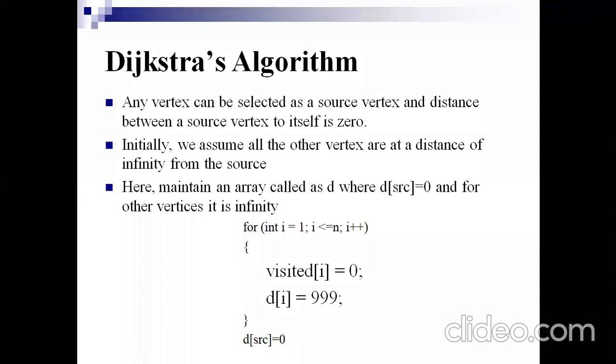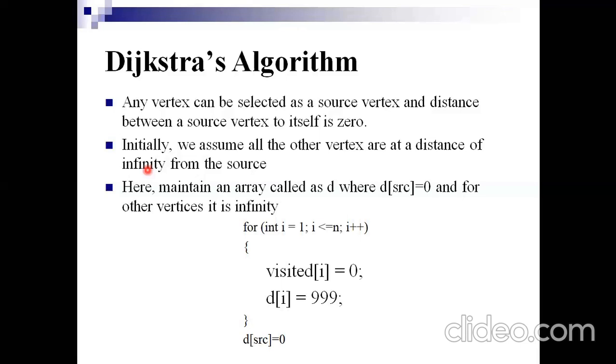So initially, we assume that with respect to all other vertices, they are at a distance of infinity from the source. So what do we do? Initially we say the distance from source to source is 0. Then the distance from source to all other vertices will be assumed to be infinity. Why do I assume it to be infinity? Stating that the distance between source and all other vertices is right now not available.